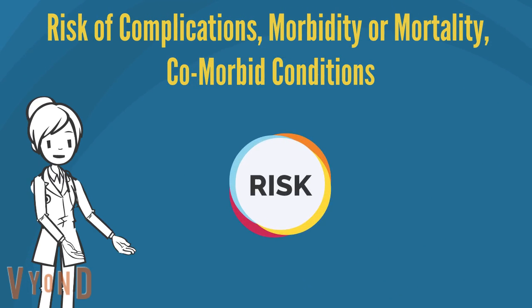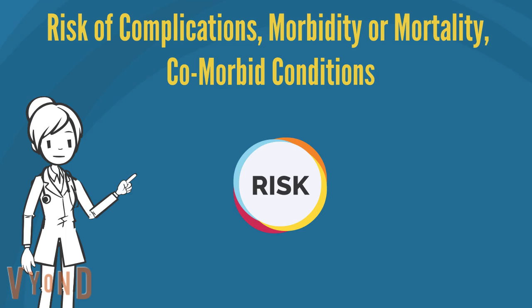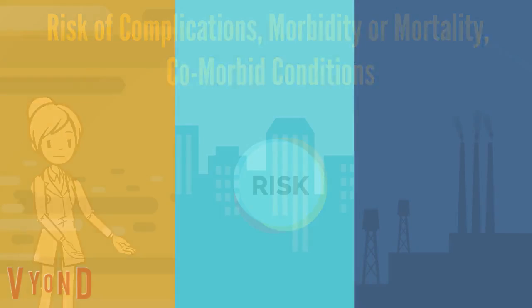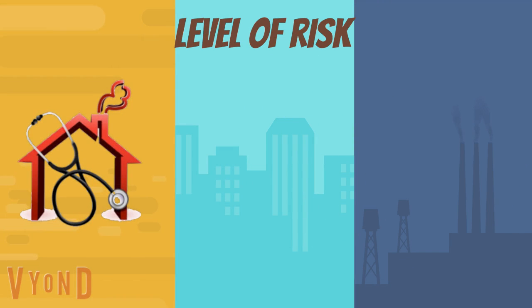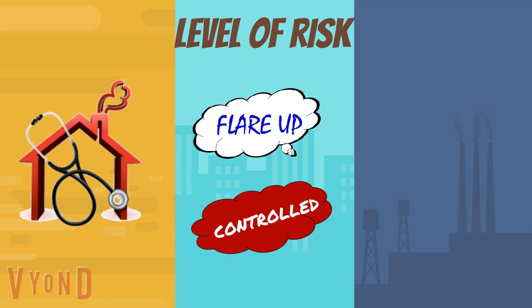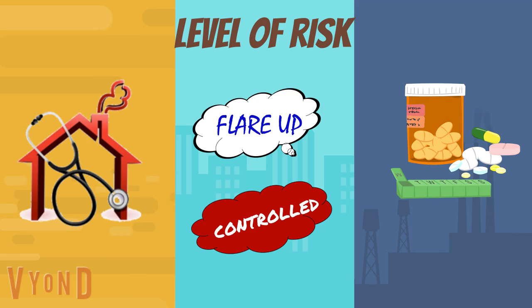The last element to consider is the risk of complications, morbidity or mortality, as well as comorbid conditions, and can include a home care aid to manage blood pressure. A patient's chronic condition is stable or has a mild exacerbation. Prescription drug management, with a documentation of active management of the medications.